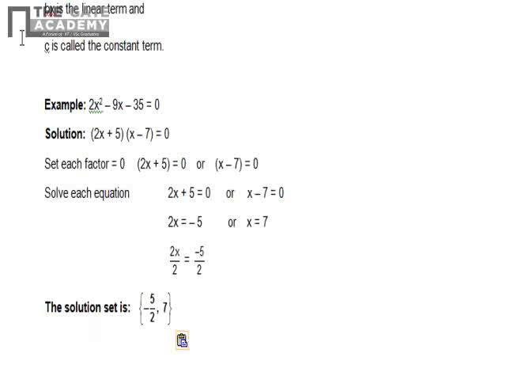You can say it's not a method, you can say this is a shortcut. Okay, we'll see that shortcut. The given equation was 2x square minus 9x minus 35 is equal to 0. Now this is a simpler and faster technique.